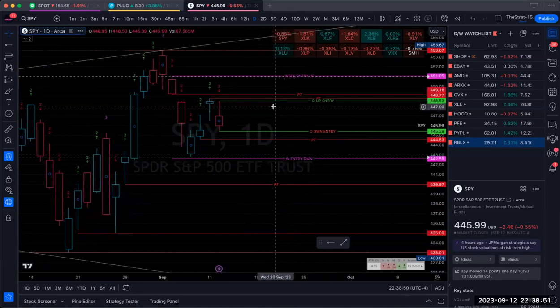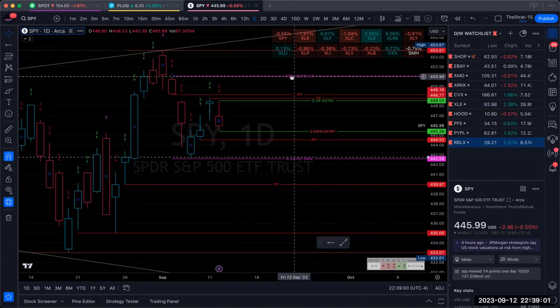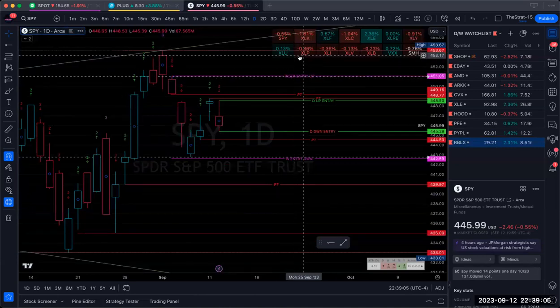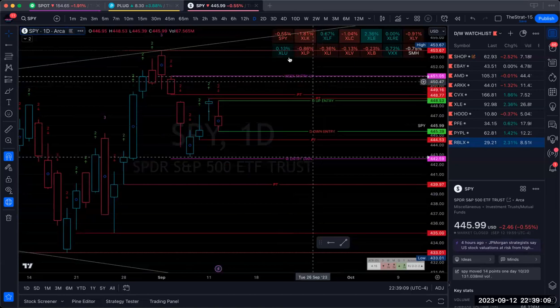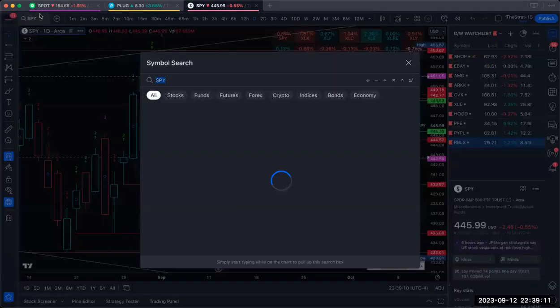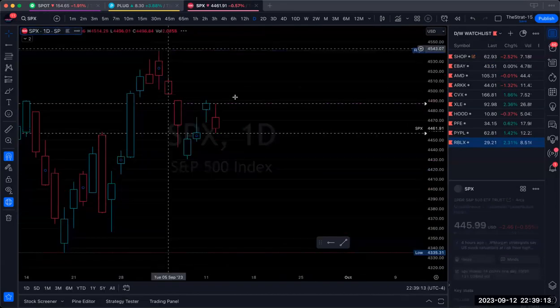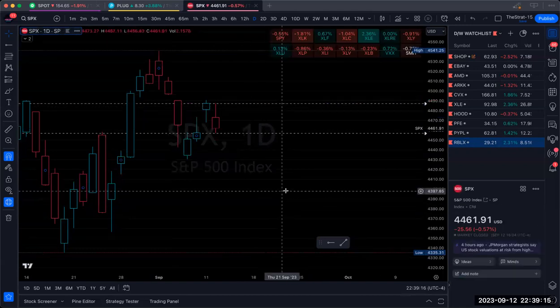If SPY decides to reverse, I wouldn't take entry till 448.58 and then break, and a PT of 448.77 and 449.16. And then if we take out this weekly at 451.05, maybe push up to 453.67, but that all depends. And I think we can look at SPX also. Right, same thing.